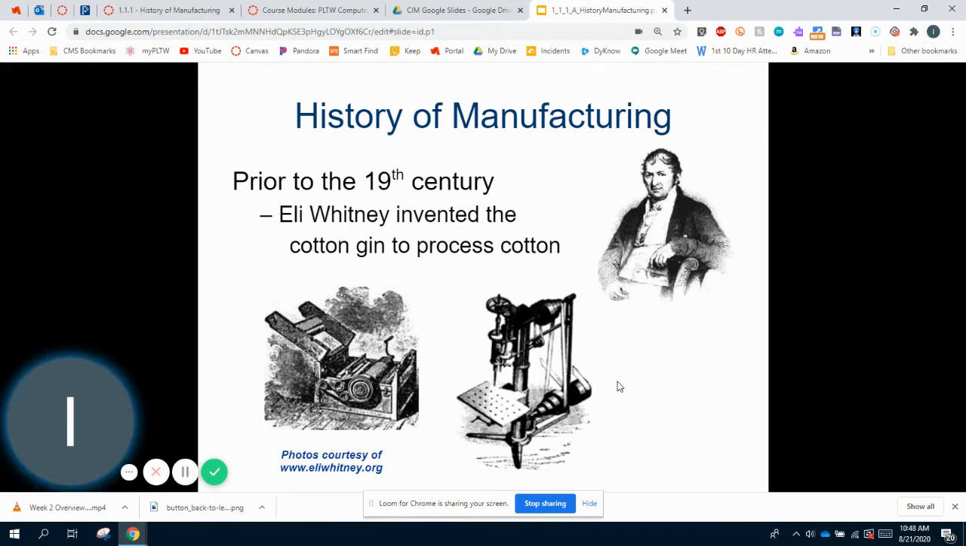So he came up with the idea of interchangeable parts. And he had the revolutionary idea that workers of the factory should be treated well and with respect. And that idea did not catch on in a lot of American factories.